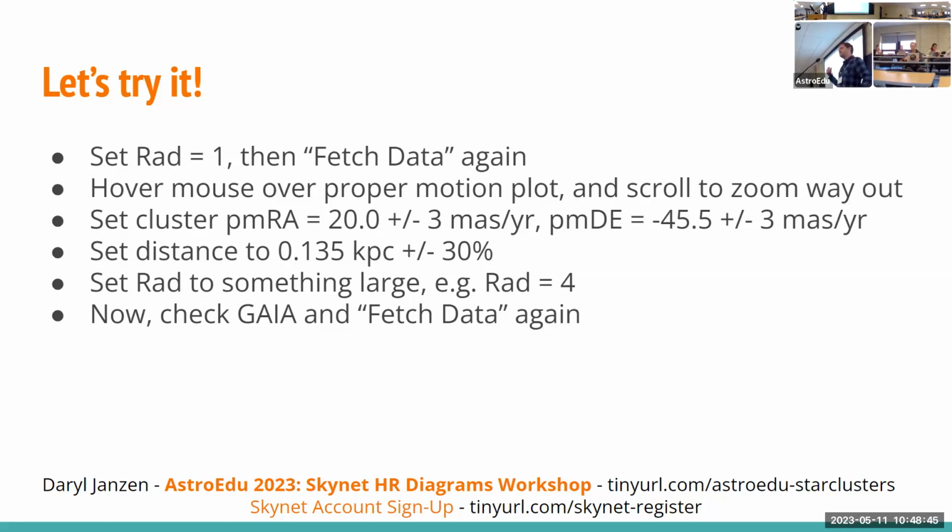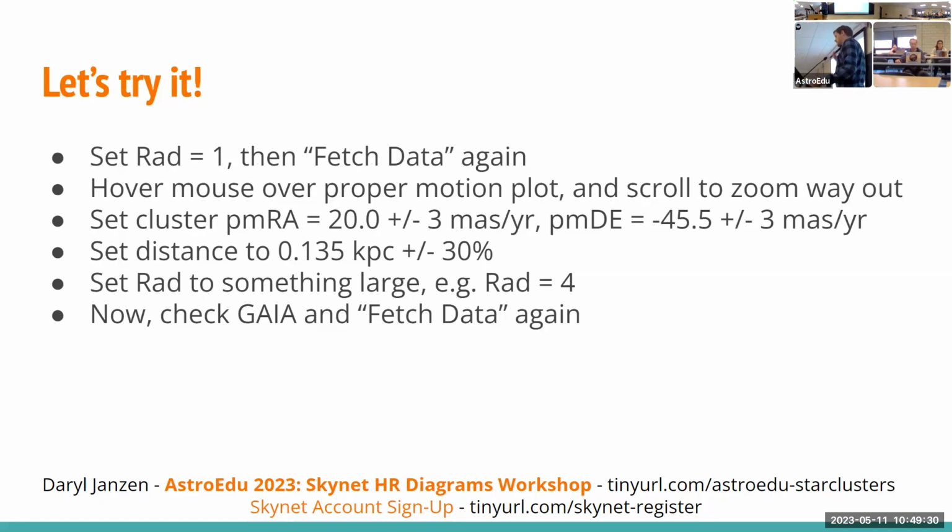In this case, the Pleiades is really close to us. It's at like 135 parsecs away, and it has a very large proper motion. If you look down at a proper motion in RA of 20 plus or minus 3, and proper motion in declination of minus 45.5 plus or minus 3, you'll see that there's a clump of stars in there. The tool actually centered that graph on the Milky Way stars. That larger clump that you saw is everything in the Milky Way, whereas if you go down to this, you've got the proper motion of the Pleiades.